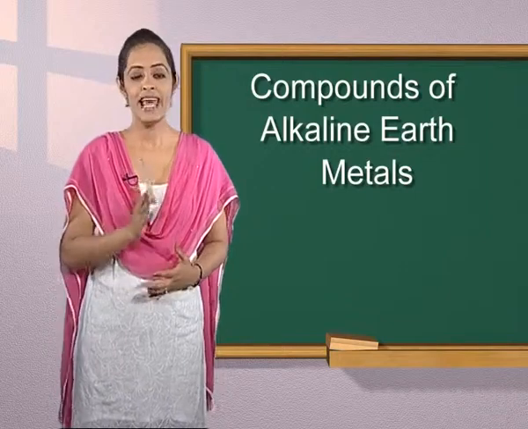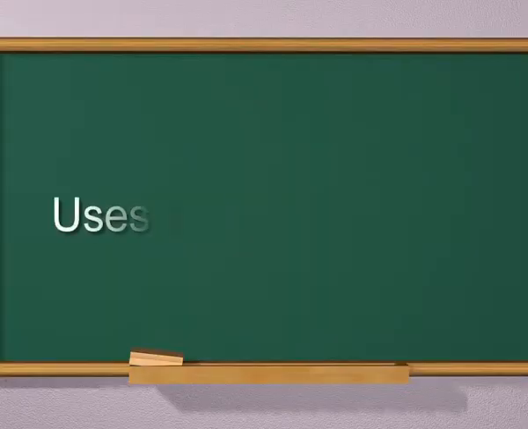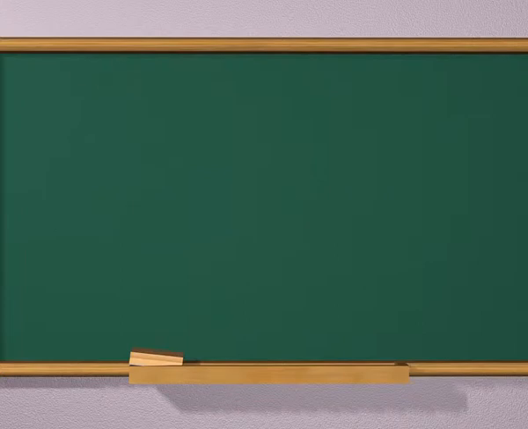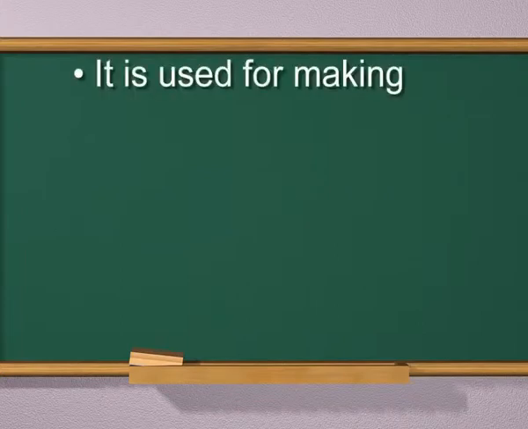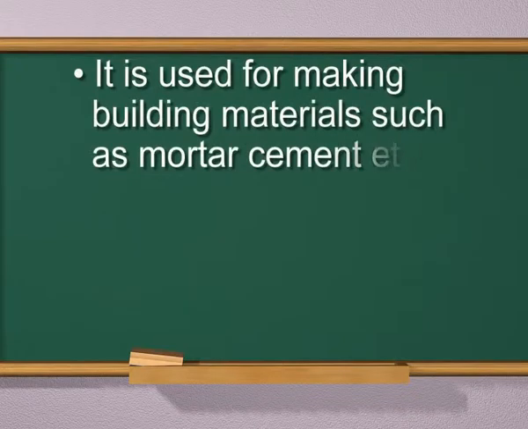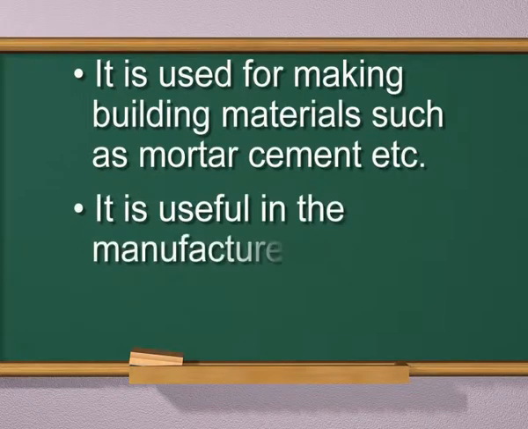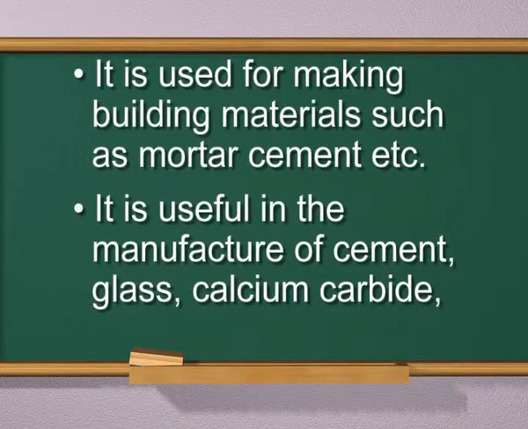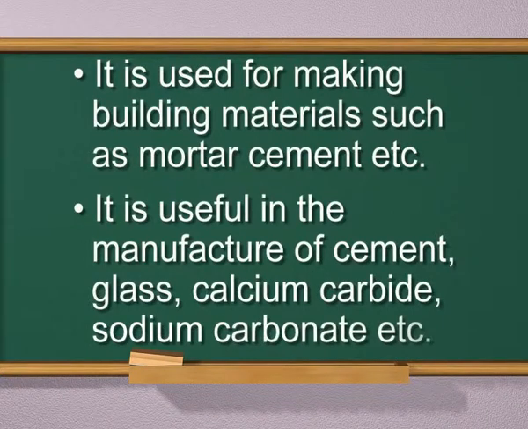Children, let us now learn about uses of calcium oxide. It is used for making building materials such as mortar, cement, etc. It is useful in the manufacture of cement, glass, calcium carbide, sodium carbonate, etc.